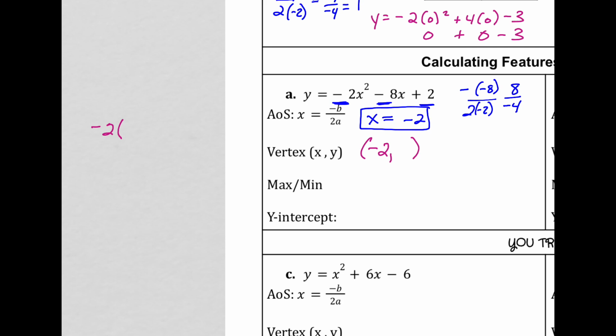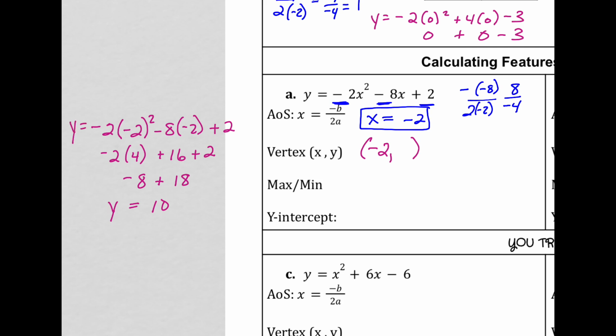So again, our axis of symmetry is negative 2. Our leading coefficient is also negative 2. So we've got negative 2 squared minus 8 times negative 2, and then plus 2. So if we work that out, we've got negative 2 times 4 plus 16 plus 2. So negative 8 plus 18. So that would give us positive 10. And again, that's our y equals. So if our x is negative 2, then our y is 10.